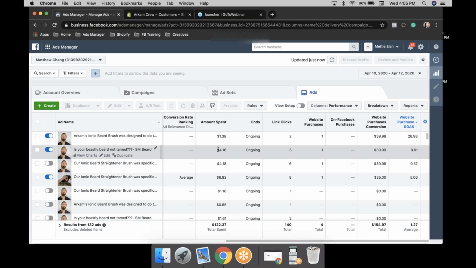So it's important to focus on the return on ad spend, not on the amount spent. You can look at amount spent, but the main one is going to be your return on ad spend. So you're going to want to find out what your break even ROAS is.